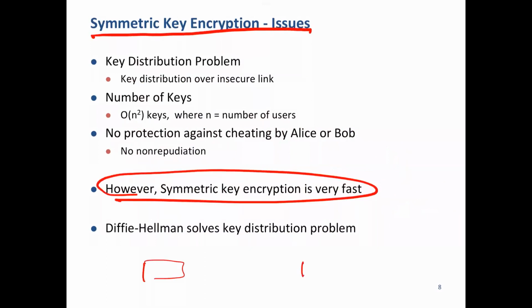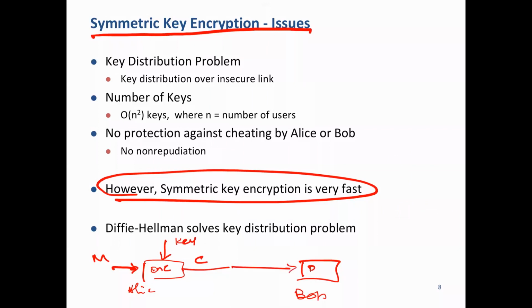We have two entities, Alice and Bob. We have as an input some message M, and then we have a key, and we use an encryption algorithm. When this encrypted text, ciphertext C, goes to Bob, he uses a decryption algorithm using the same key. Now this key is the same.